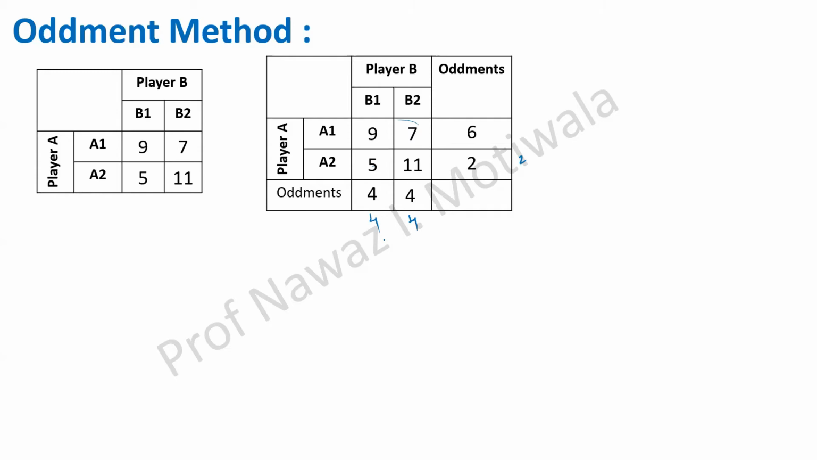Now finally, I have to write the answers. So the answer is quite simple. If you total it out, see here, 6 plus 2, how much will you get? 8. 4 plus 4, 8. So what does the total of oddments tell us? Use your mind a bit, what could it be? Okay, see, what did I say oddment means? Chances of occurrence. Now can you tell me what this 8 can be?